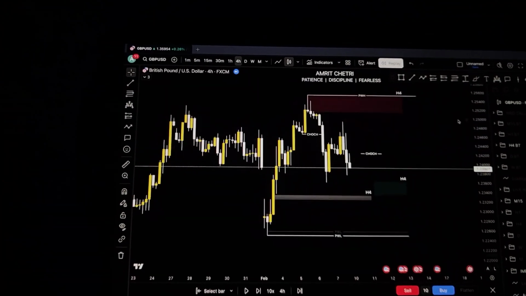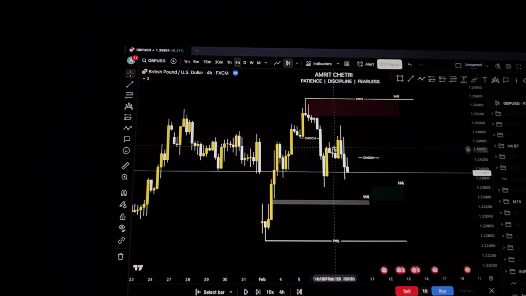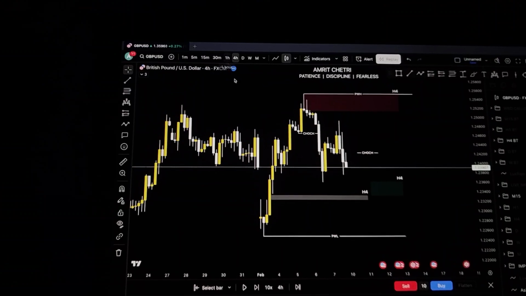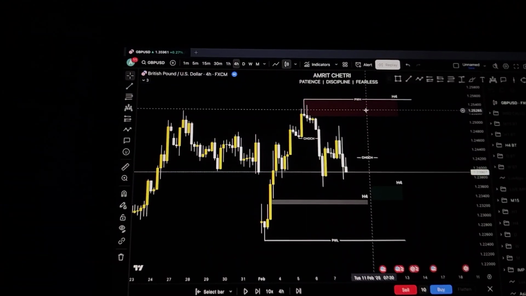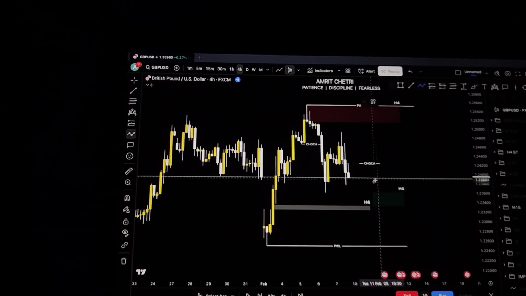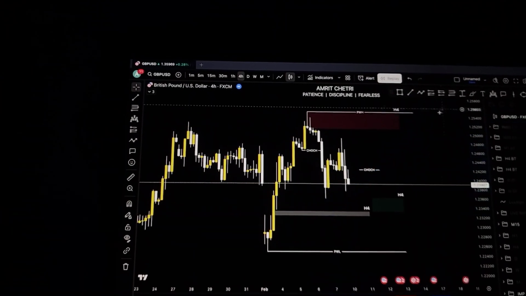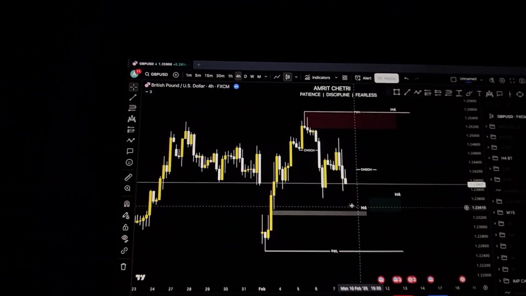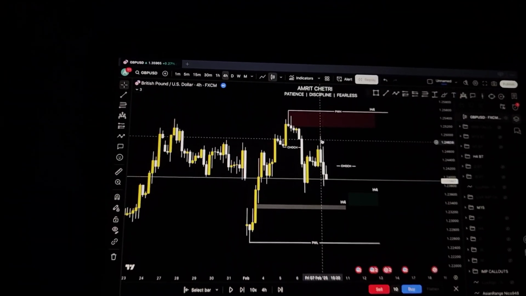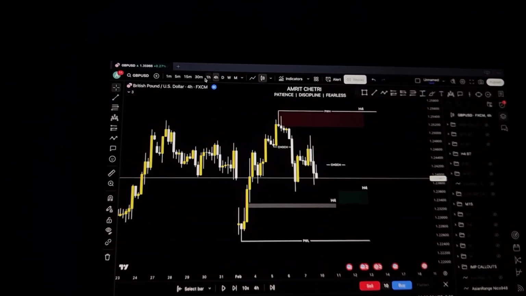On the H4 we can clearly see the change of character happened to the downside, and now we're looking for sells from some sort of supply here. This is the H4 supply zone right here, and if I'm looking for sells, I will target this draw on liquidity right here to fill up this H4 fair value gap. There is so much to target if my bias is bearish. And if I'm bullish, I will target this high right here and the previous week high.